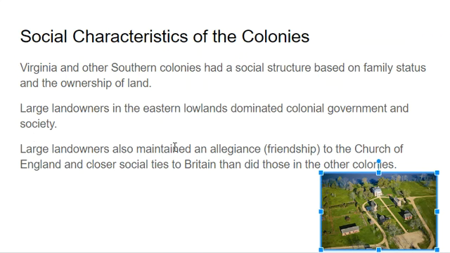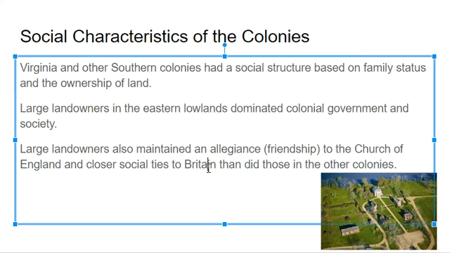And unlike the other colonies, the southern colonies maintained an allegiance or friendship to the Church of England and closer social ties to Britain than did those in other colonies. As a reminder, Britain and England are the same thing. It's just a different name, but it's the same place. And the southern colonies continued following the Church of England. That's the religion they believed in.